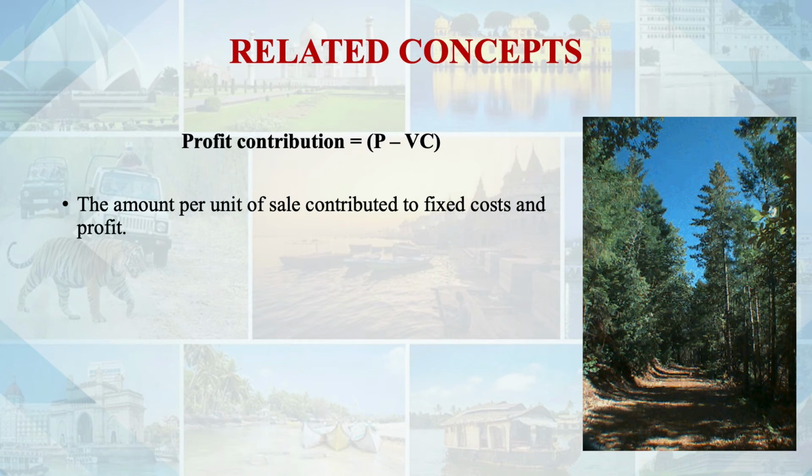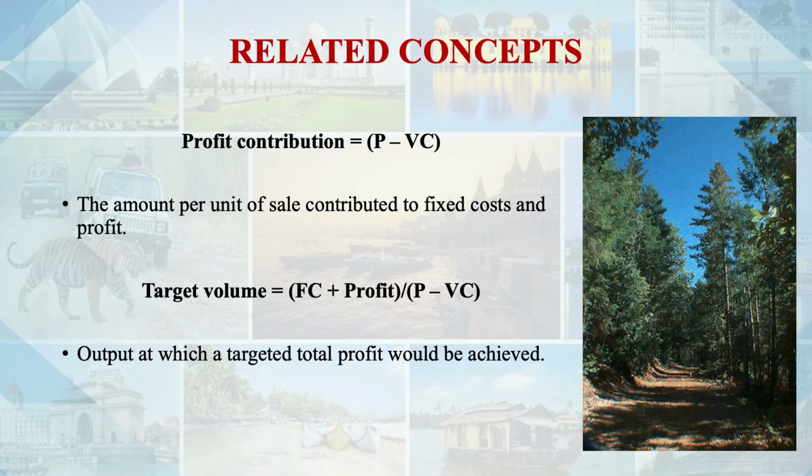Then profit contribution, price minus variable cost per unit, if we talk about per unit, and target value, we need to identify how much we should sell to earn a particular level of profit, that is profit margin. So we can say fixed cost plus profit divided by contribution, that we discussed on the previous slide, and it will be more clear on the next slides or with the help of some examples.